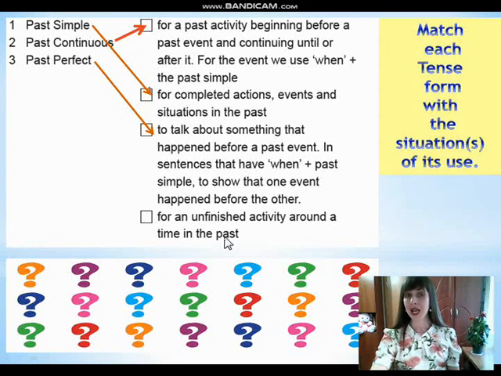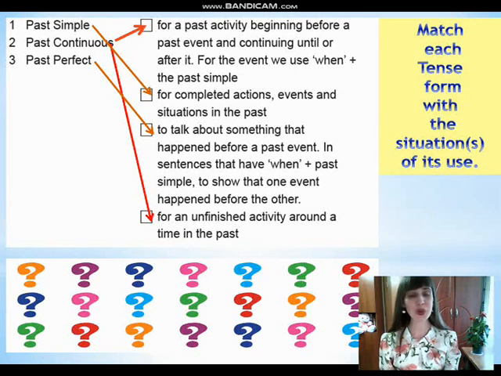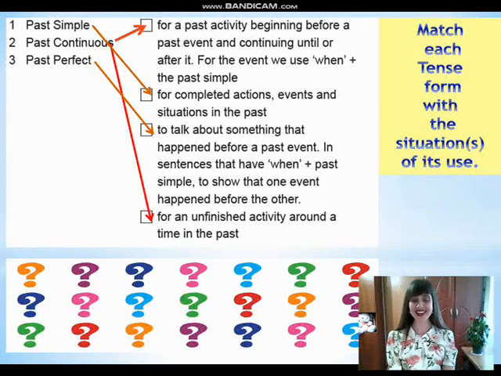Great. So we have 3 grammar tenses, 3 situations of use, but the fourth one. This grammar tense is used for an unfinished activity around a time in the past. Oh, let's think about this. What can be an unfinished activity? And this is the past continuous tense. Bravo, my dear students. You were brilliant in doing this task.